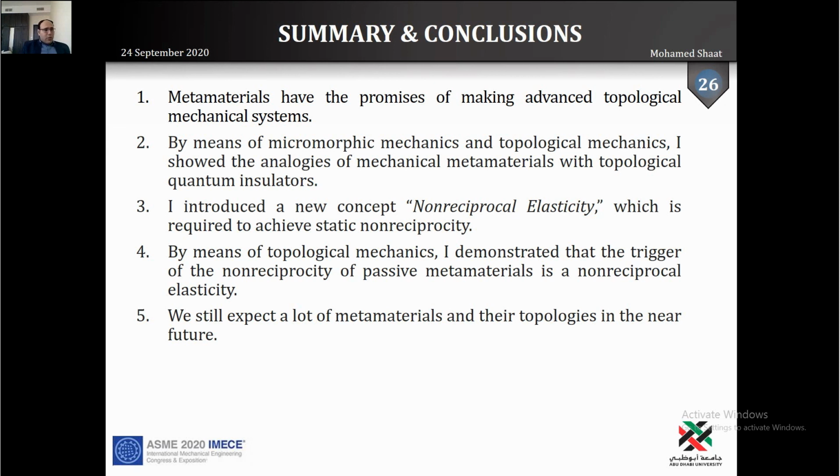At the end, I'd like to mention that we still expect a lot from metamaterials, especially in mechanical applications, and their topologies in the near future.